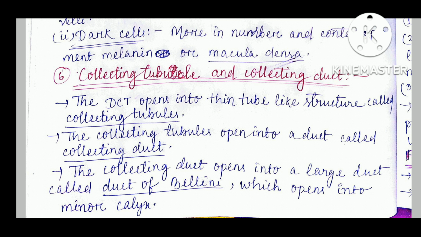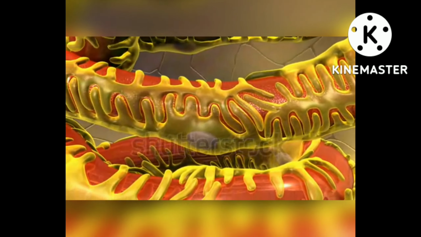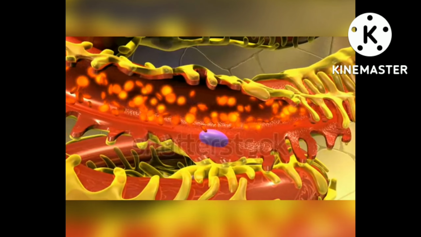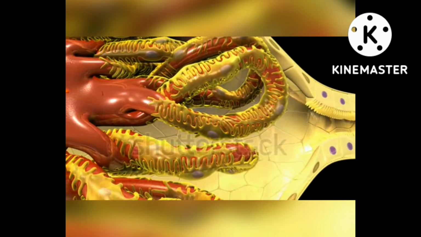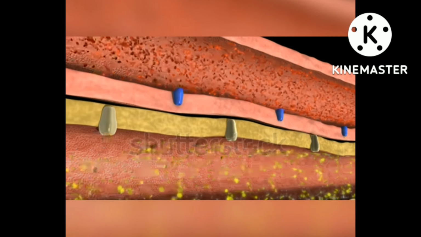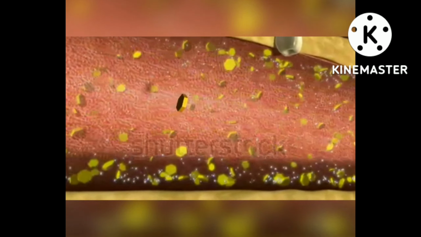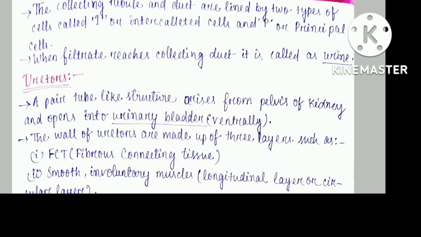Collecting tubule and collecting duct. The DCT opens into thin tube-like structures called collecting tubules. The collecting tubules open into a duct called collecting duct. The collecting duct opens into a large duct called duct of Bellini, which opens into the minor calyx. The collecting tubule and duct are lined by two types of cells called I or intercalated cells and principal cells. When filtrate reaches the collecting duct, it is called urine.